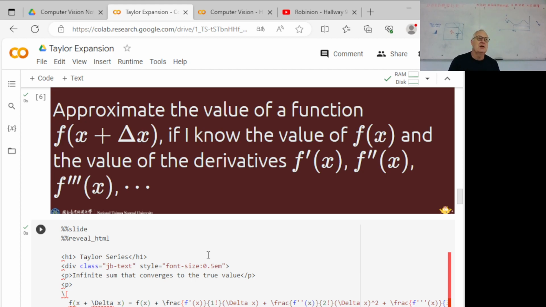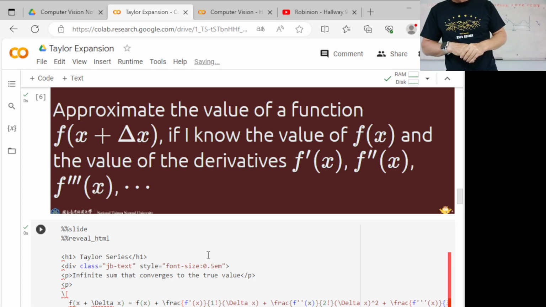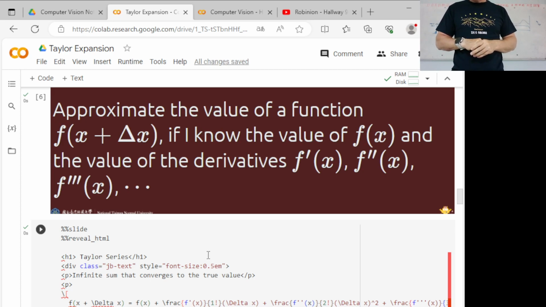So this is actually correct, assuming that your function is infinitely differentiable, that you can calculate all the derivatives, and that it's continuous, which I guess is implied by the differentiability constraint. And then you can actually calculate the function.